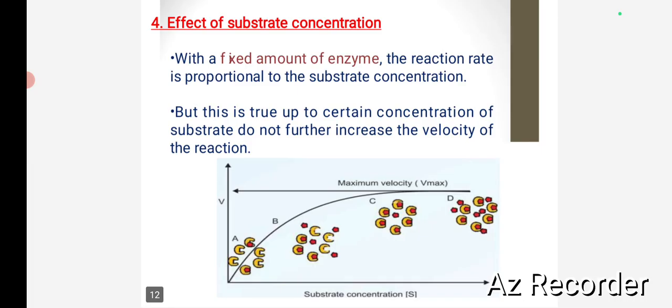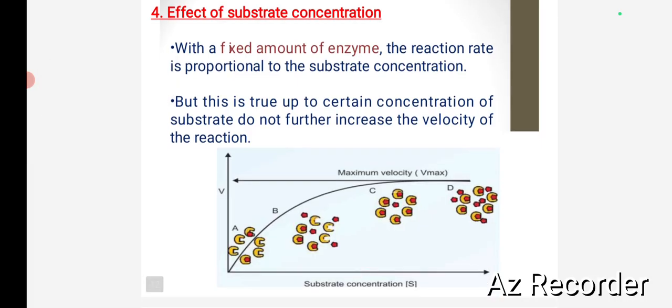Fourth one, effect of substrate concentration. With a fixed amount of enzyme, the reaction rate is proportional to the substrate concentration. But this is true only up to a certain concentration of substrate; beyond that, further increase does not increase the velocity of the reaction. The graph shows substrate concentration on the x-axis and reaction velocity on the y-axis.